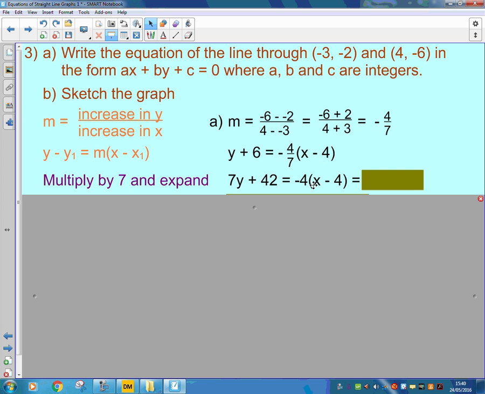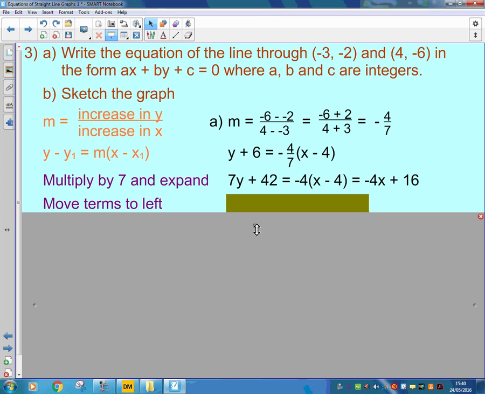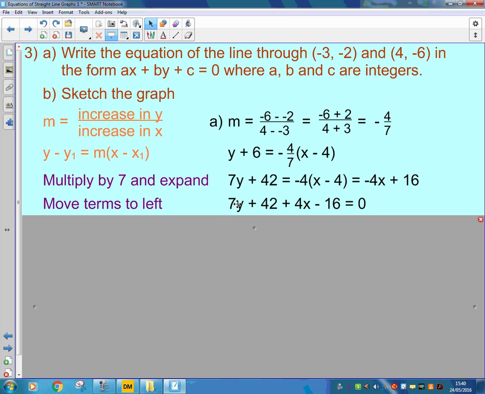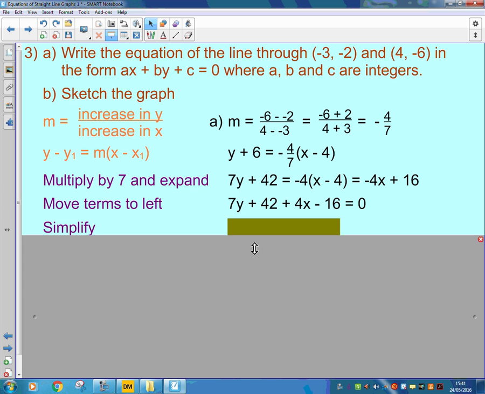Now I'm going to expand. Minus 4 times x is minus 4x, but now be careful, it's minus 4 times another minus 4. Minus times a minus is a plus, so it's minus 4x, minus 4 times minus 4, plus 16. Next stage, we want everything on one side equals 0. So I'm going to move everything to the left-hand side. So when I do that, that minus 4x moves across, becomes plus 4x, the plus 16 becomes minus 16. These stay the same.